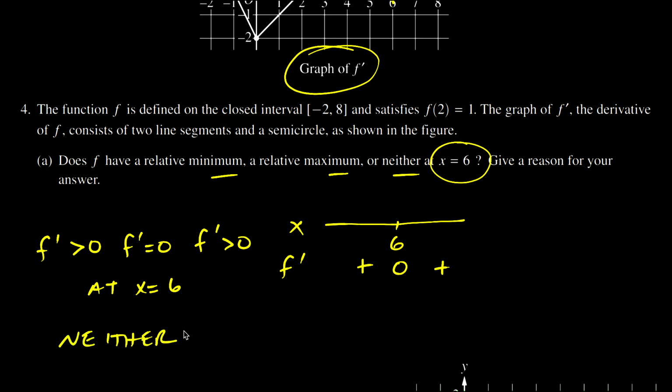What we would want for a minimum is to see a sign change going from negative to positive. So the function's decreasing to increasing. And a maximum is the opposite. We'd be going from increasing to decreasing.